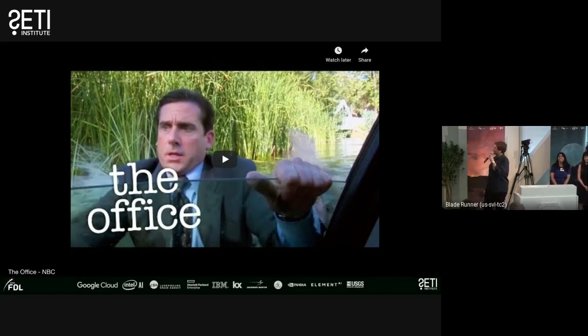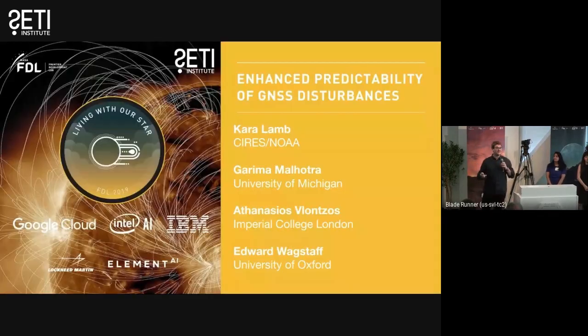The machine knows, but does it though? We trust technology with our lives, but technology is heavily susceptible to natural phenomena. Is there a way to actually predict when machines are not reliable? This is actually the task we set out to answer with predicting GPS disturbances. I'm Thanos, together with Garima, Kara, and Ed over there. Hi, Ed. We try to solve this question.